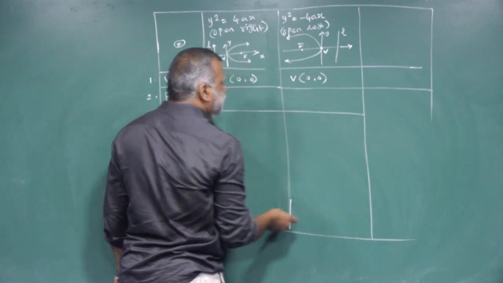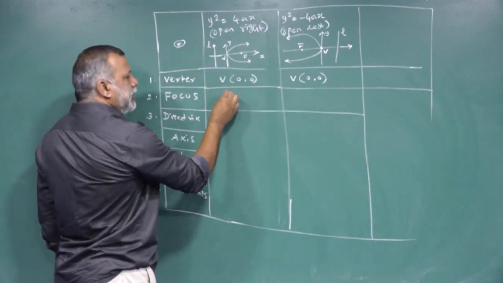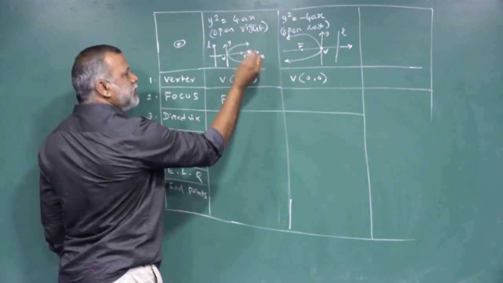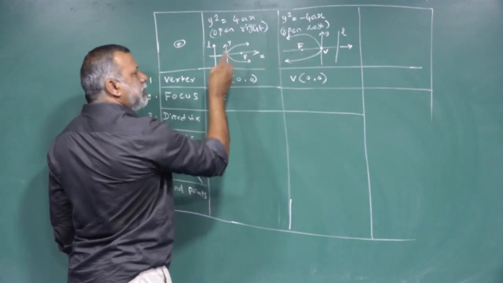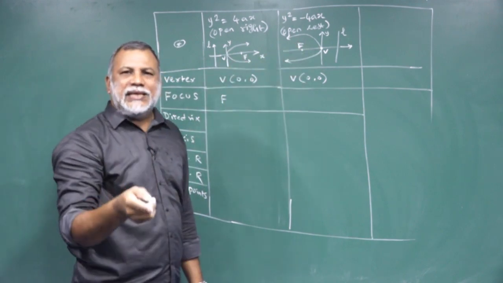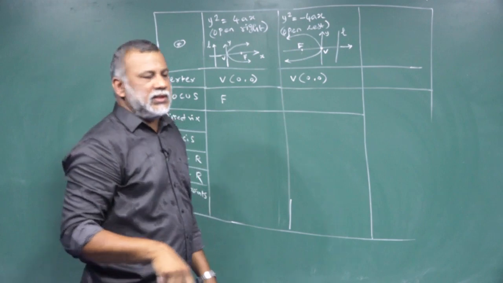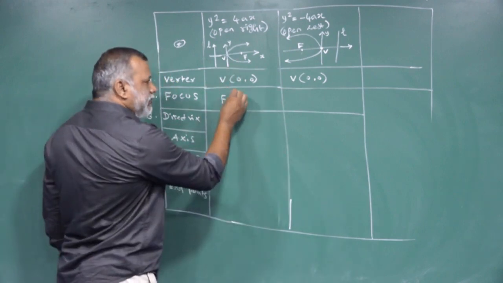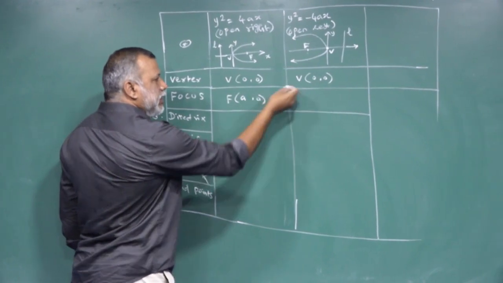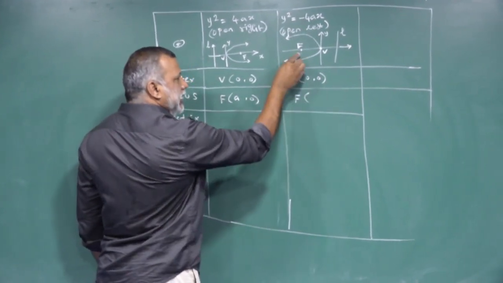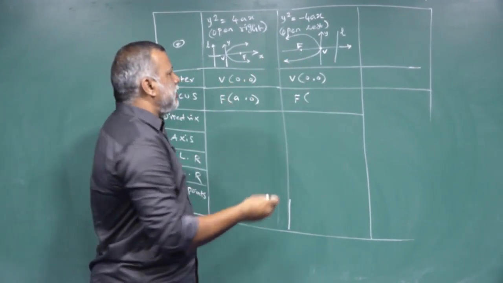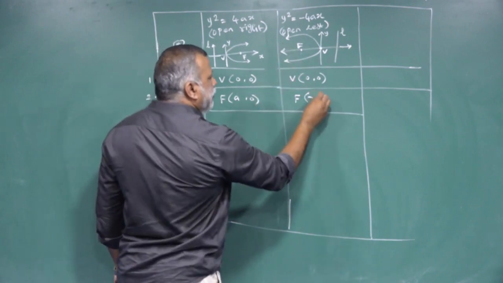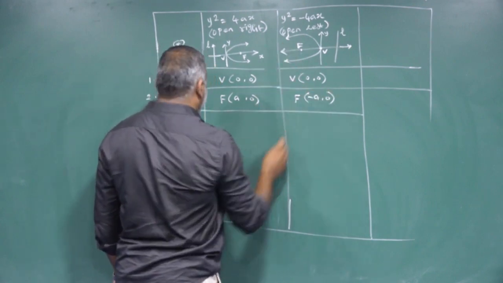Then focus. Focus for type number 1. See here focus. Type number 1, focus lies on the positive direction of x-axis. This is the positive direction of x-axis. So we can say, already we know, a, 0. Here the focus F lies on the negative direction. Therefore, we can say minus a, 0.